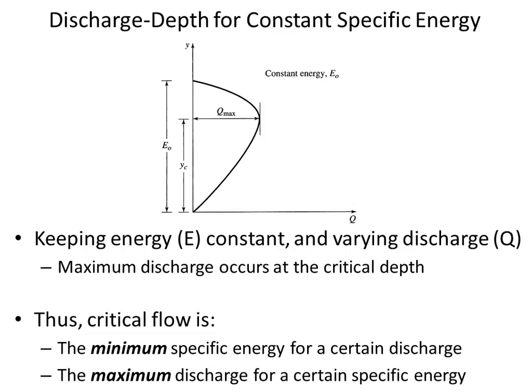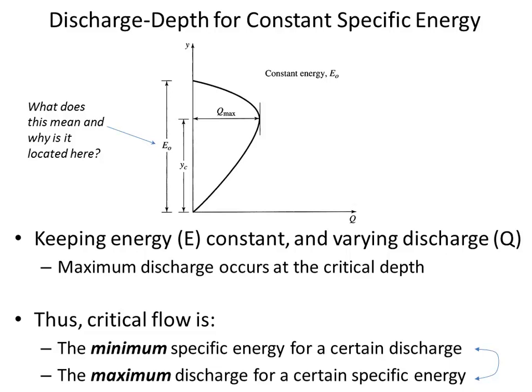What this illustrates is the maximum discharge, the biggest Q, associated with a certain specific energy, and everywhere on that curve has the same energy level. And the critical depth is that most efficient point where you can get the most flow for a certain amount of specific energy. And these are really interchangeable. It's not either or. These mean the same thing.